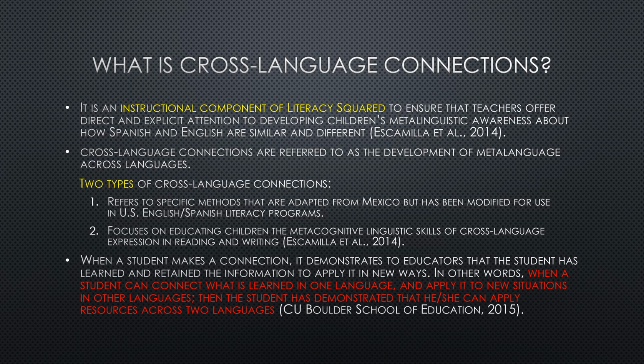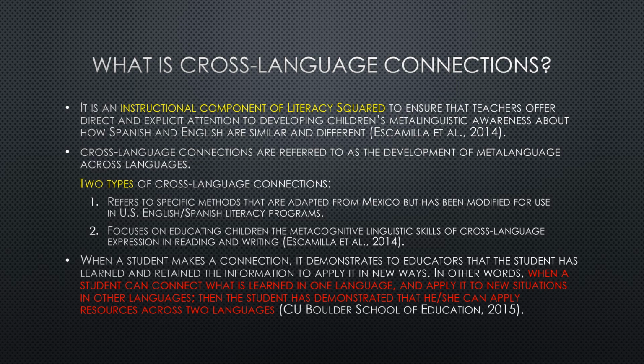There are two types of cross-language connections. First, it refers to the specific methods that were adapted from Mexico, but have now been modified for use in U.S. English and Spanish literacy programs. Number two, it focuses on educating children in the metacognitive linguistic skills of cross-language expressions in reading and writing. This is all according to Escamilla et al.